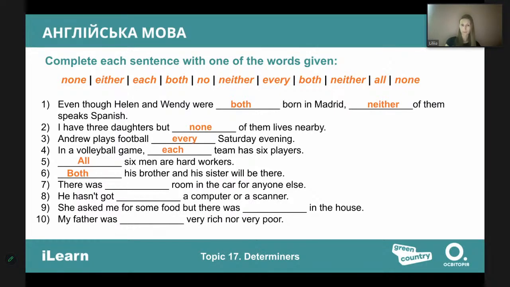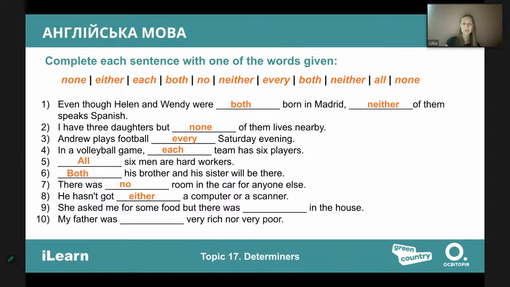Both, обоє. There was room in the car for anyone else. So what's 7? There was no room. And sorry for the spoiler, but let's have a look at the answer. He hasn't got either a computer or a scanner. Ні комп'ютера, ні сканера.